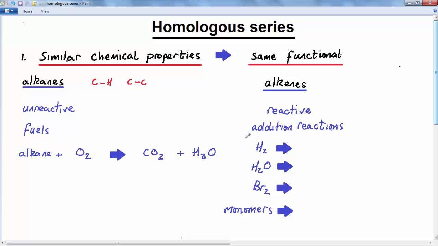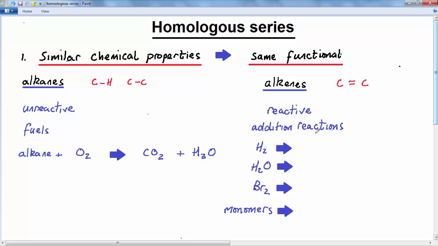dioxide and water produced. Okay, looking at the chemical properties of the alkenes, well, their functional group is the carbon-carbon double bond. That's what characterizes the alkenes. They will always have either one or more double bonds in their chains, and these are reactive because of that double bond.